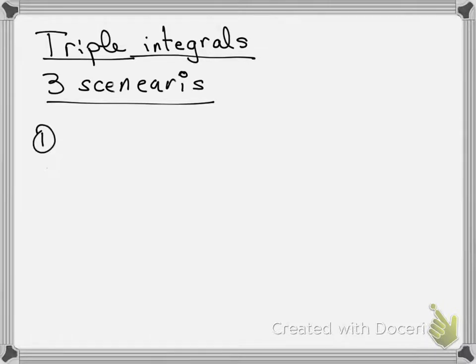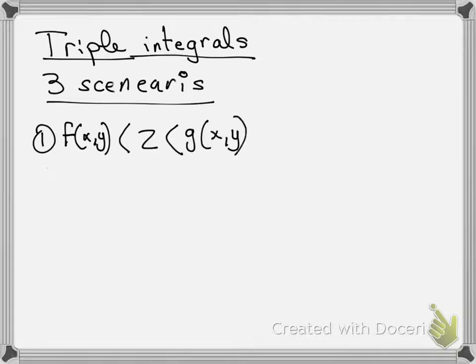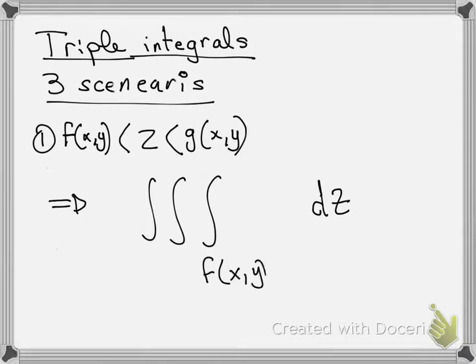So first case, if you have your z between, let's say, f of x, y and g of x, y, then you're going to have the triple integral, and you start with the integral with respect to z. So here you have your dz, and then you put your f of x, y here, and here g of x, y. And here let's say you have some function h of x, y, z, okay?